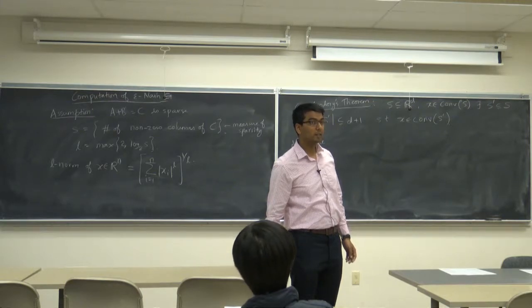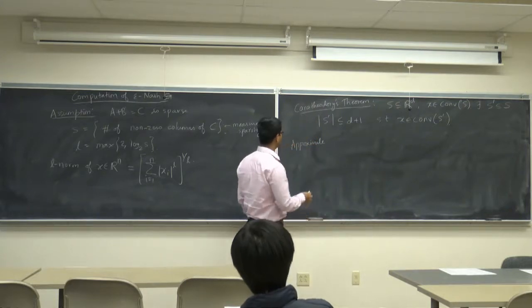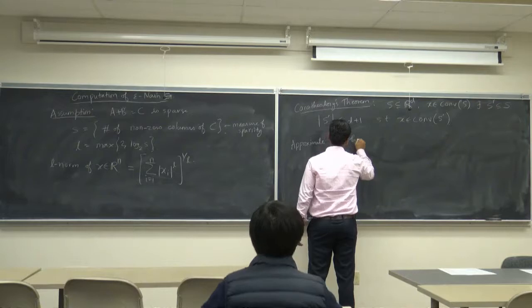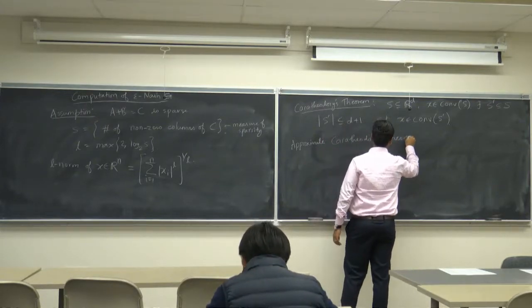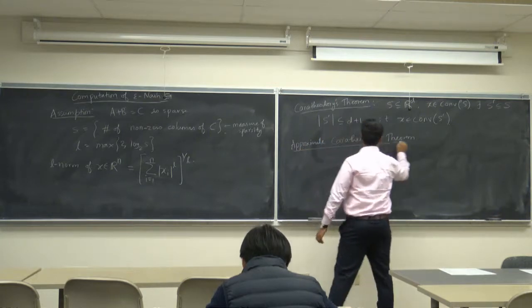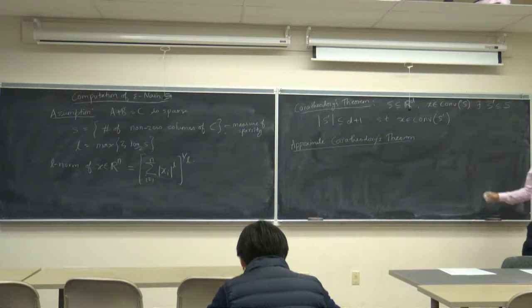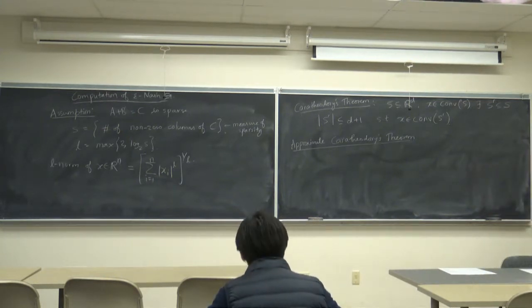Closed convex set. Yeah, the smallest closed convex set that contains all the points. Now, approximate Carathéodory's theorem. I think these ideas are fairly general, so don't think of it only in terms of games. You probably can use it in your research as well.